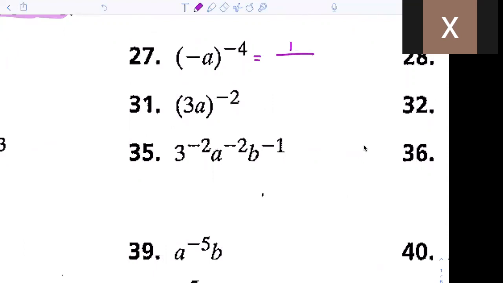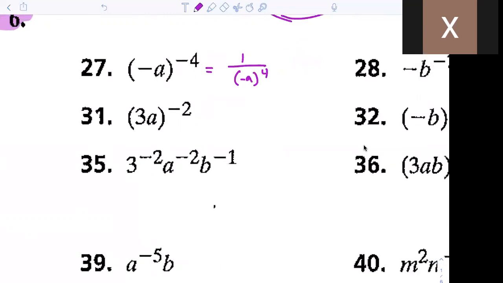I think you said negative a to the 4th, I hope. Right? You with me? Now, a negative to an even power is always positive. So I need you to remember that. The correct answer here is actually 1 over a to the 4th. Because a negative times a negative times a negative times a negative is a what?